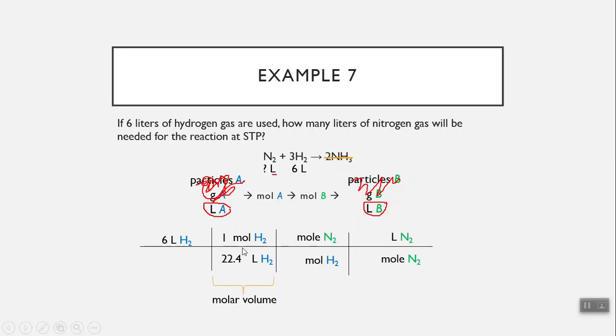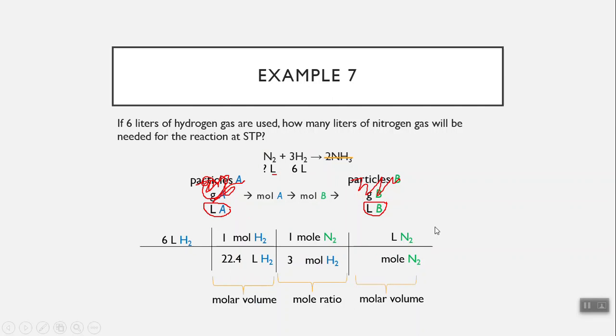So it looks like I'm putting in numbers here. Let's go over this first. 1 mole is equal to 22.4 liters. And then our next fence, we have our mole ratio. Again, we're going to look at our coefficients. Here we have no number, but that means 1. And here we have 3, so it's 1 mole of nitrogen to 3 moles of hydrogen.